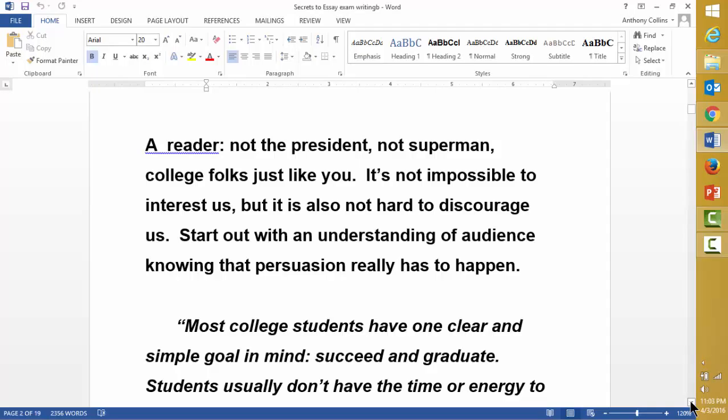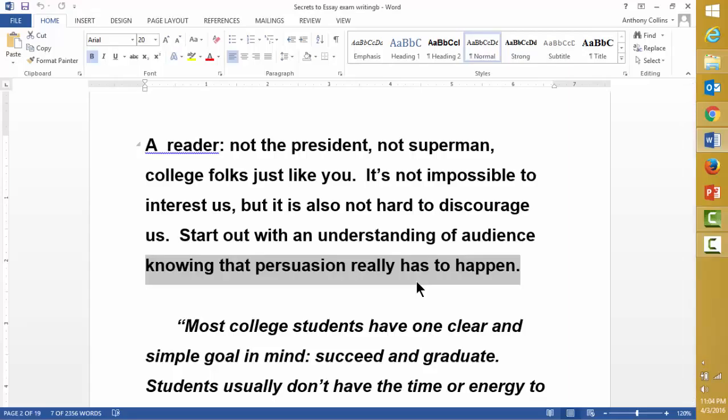Start out with an understanding of the audience, and knowing that persuasion really has to happen. We live in a day and age when people don't believe in this, or that words can matter. But if we actually take a look historically, it has been the case that people have been persuaded, not just by fear. They've been persuaded by language and words.